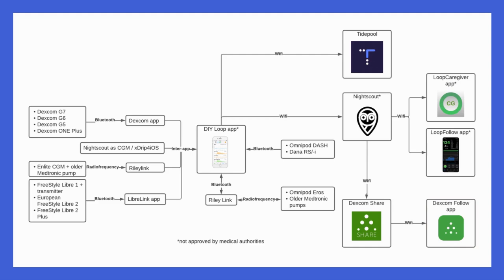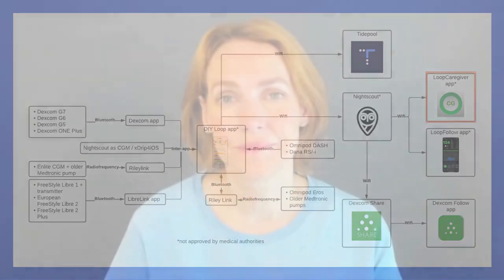Additionally, there are 2 open-source apps that allow for remote monitoring, that is the Loop Follow app with a wide range of alarms and alerts, and the Loop Caregiver app that allows remote commands from caregivers. By sharing their data, users can receive support from their healthcare providers and keep their family members informed about their glucose levels and insulin management in real time.